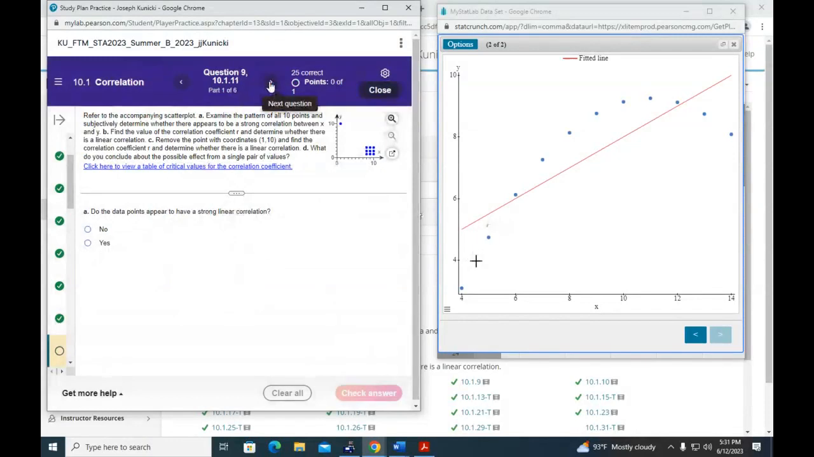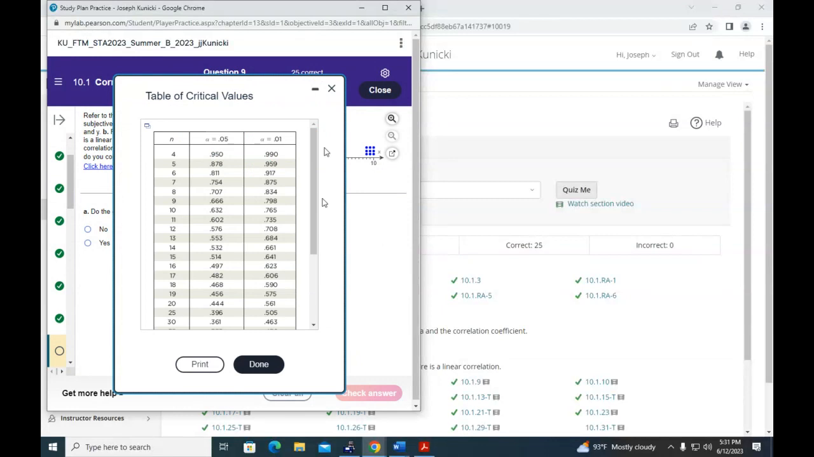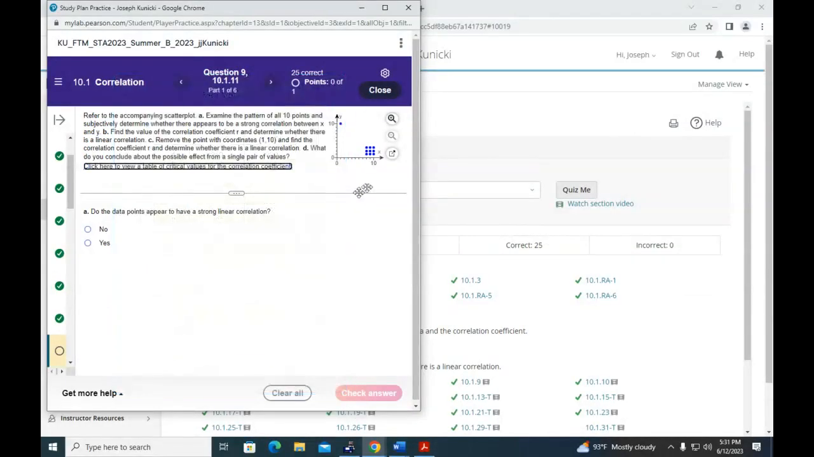This one's kind of strange in a way. Interesting. And I normally don't do this, but I'm going to show you what's going on here. They want us to find, do the data appear to have a strong linear correlation? Well, if I put a line of best fit, it's going to go right through the diagonal right there. But I don't know what the correlation coefficient is, so I can't compare it to the critical values. So I've got to find the correlation coefficient.